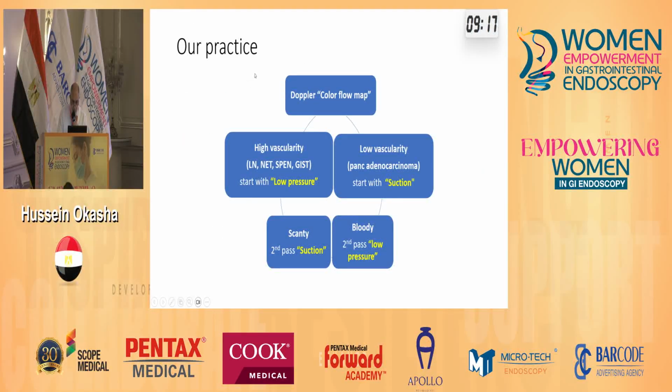Now, to use suction or not to use. Our practice in Cairo University is to apply Doppler first. If the lesion is hypervascular, like lymph node, neuroendocrine tumor, pseudopapillary tumor or cyst, we start with low pressure to minimize blood contamination. And accordingly, if the specimen is scanty, in the second pass we will apply suction. On the opposite, if the lesion is hypovascular, like most cases of pancreatic adenocarcinoma, we start with suction to obtain adequate tissue. And according to the first pass, if it is bloody, then the second pass will apply low pressure.